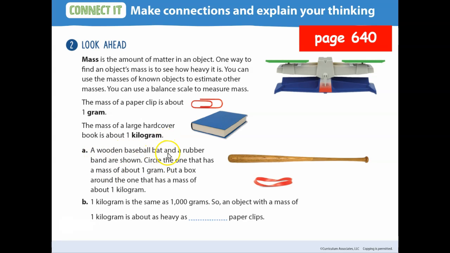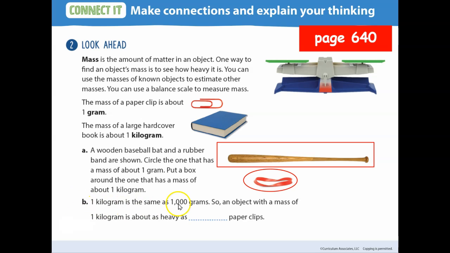A wooden baseball bat and a rubber band are shown below. Circle the one that has a mass about 1 gram. Which one of these objects would have about 1 gram? The baseball bat, or the rubber band? The rubber band. Put a box around the one that has a mass about 1 kilogram. Well, which one do you think has 1 kilogram? The bat does, since we already circled the rubber band.